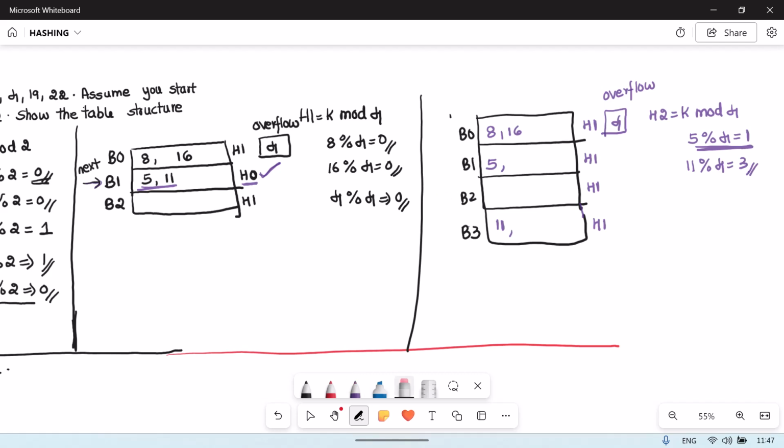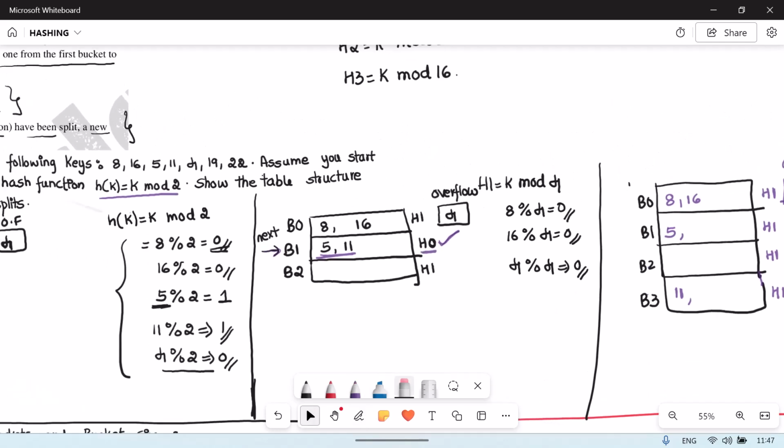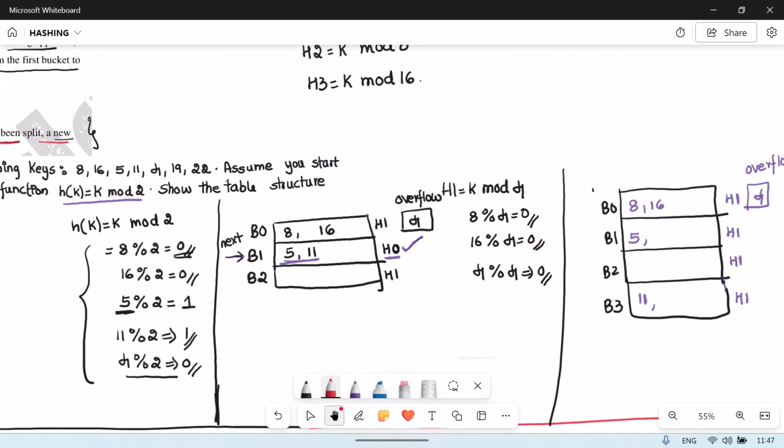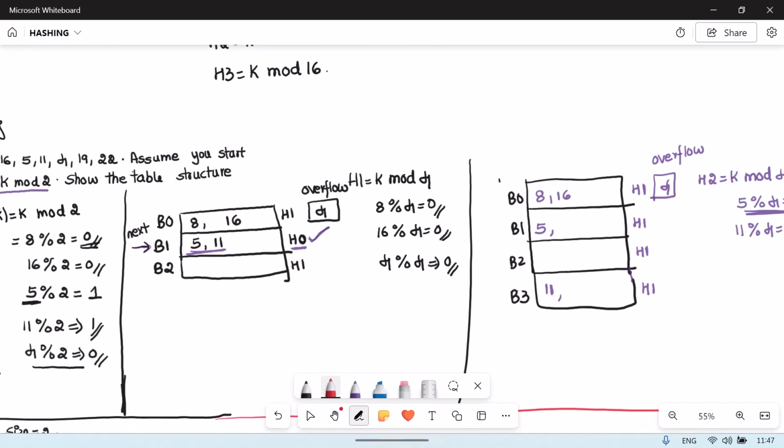See here, one point is there in the explanation. Can you see? When all the pages at one level have been split, a new level is applied. When all the pages are split, B0 has been split to B2, and B1 was split to B3, right? So everything has been split. Now what to do?